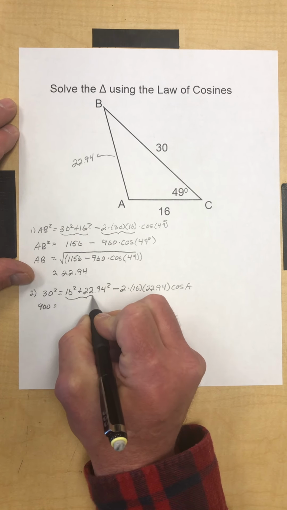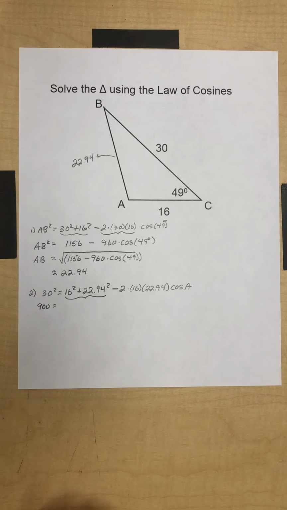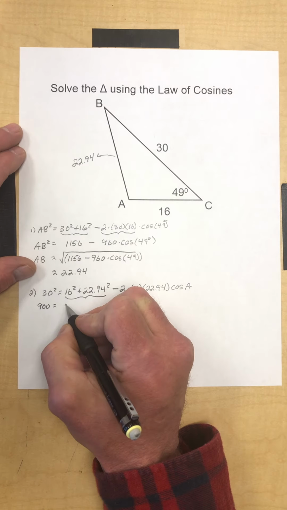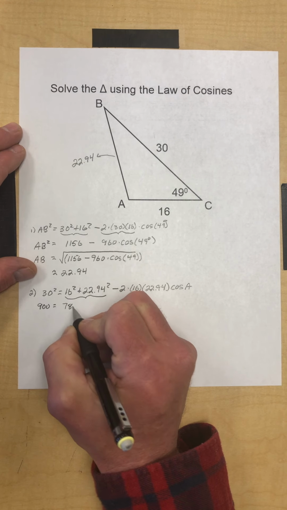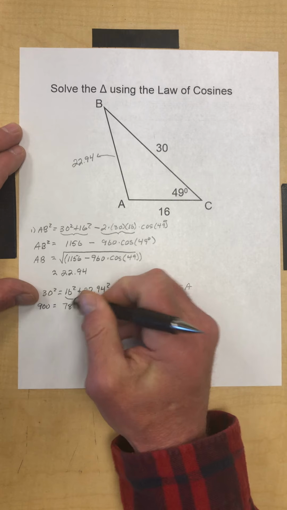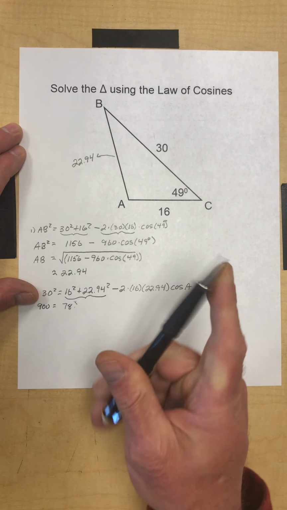I'm going to punch this into my calculator, and I'm not going to round anything off until the very end. So 16 squared plus 22.94 squared. Again, I'm not going to round anything off. I get 782. My fault, guys.